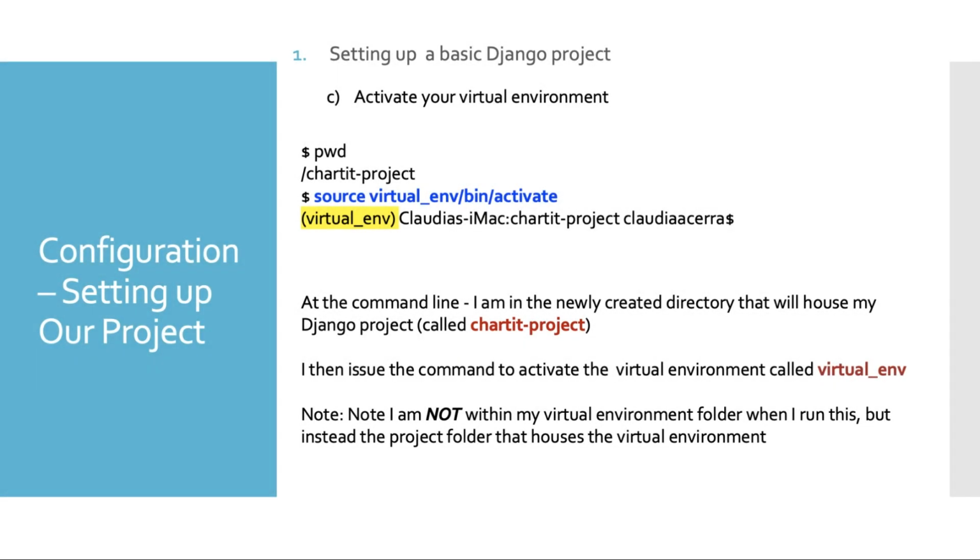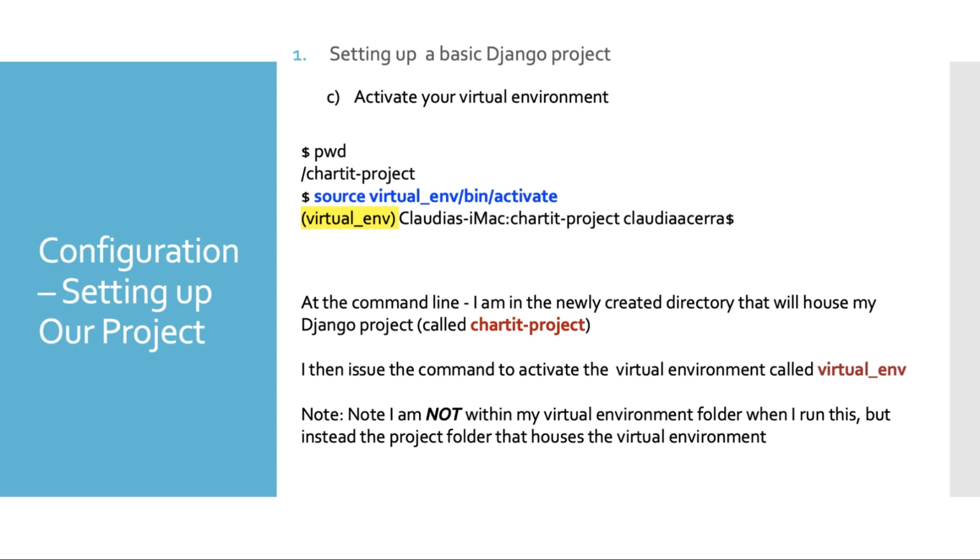Here we're going to simply activate our virtual environment from our chartit-project folder. We will issue source virtual_env, the name of our virtual environment, /bin/activate. And you'll know you're in your virtual environment when the name of that virtual environment prepends your command line, just like I have it here.